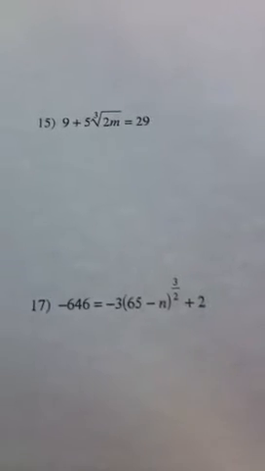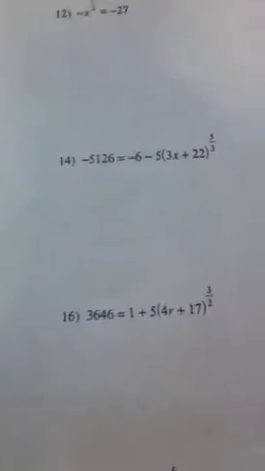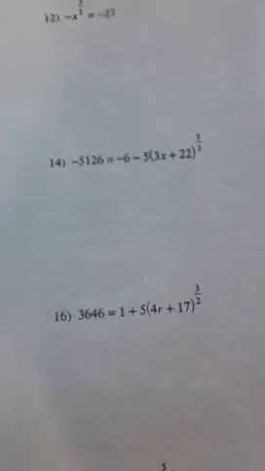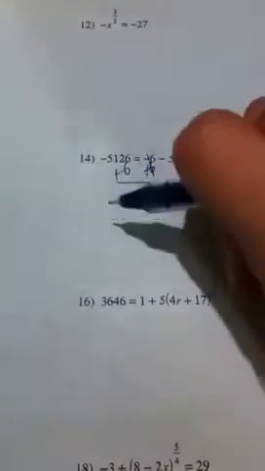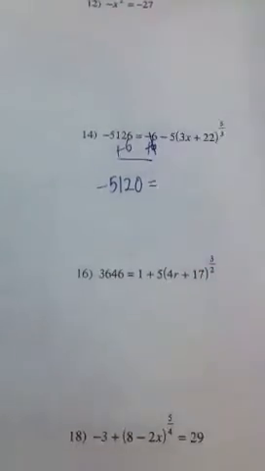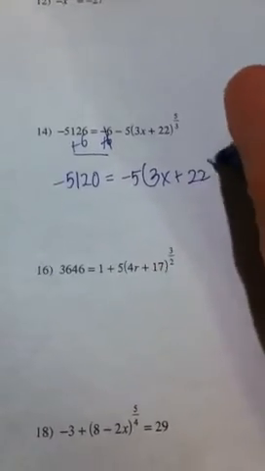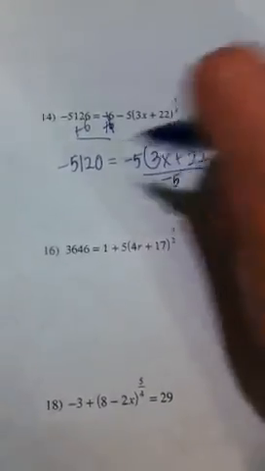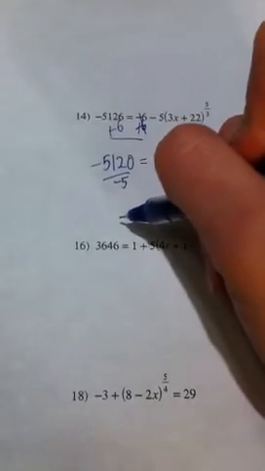Let's try number 14. It looks like a challenge even for me, because there's a lot going on. Okay, I'm going to start by adding 6. And this gives me that. Okay. Divide by -5. I'm just doing step 1, which is isolating the radical. Okay, dividing by that.